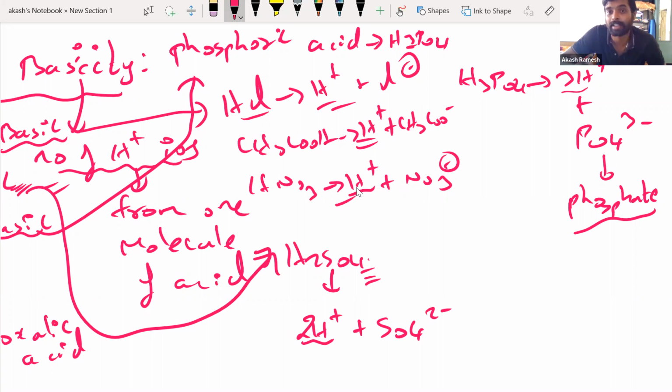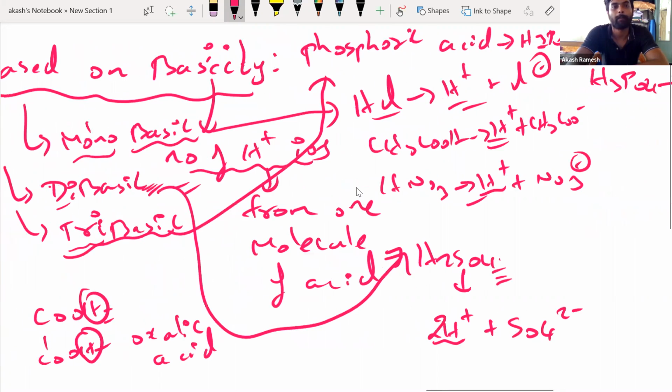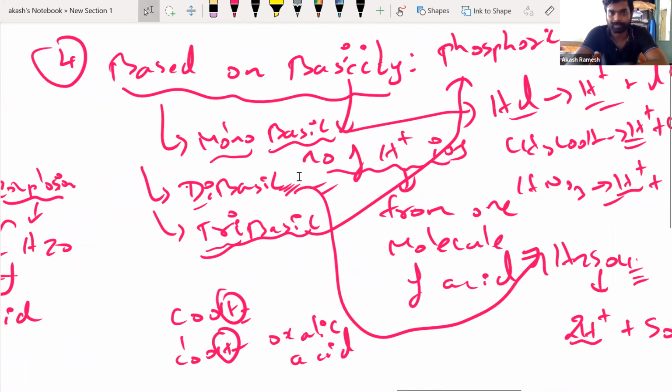Now you can ask me, sir, is there any acid which gives 4 H plus ions? Yes, it is there, but we don't have to go into details. When you go to organic chemistry, you'll understand. But generally, more than 3 H plus ions from a single molecule is very rare. So you only need to know monobasic, dibasic, and tribasic acids, along with the examples. So that's about classification based on basicity.